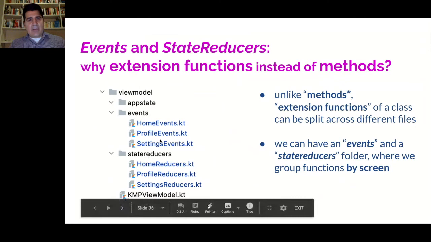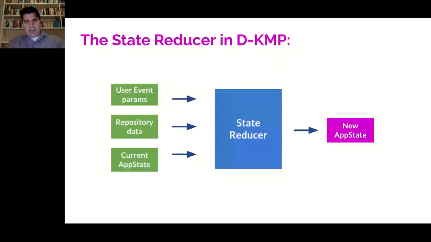So now let's talk about the state reducer in DKMP. The state reducer is a function which, as we mentioned earlier, is able to create a new state. So it is what manages the state. And it takes three different inputs. One is the input from the user event, which we're going to explain in the next slide even more. If you don't understand exactly, don't worry, it's very simple, it's not difficult.